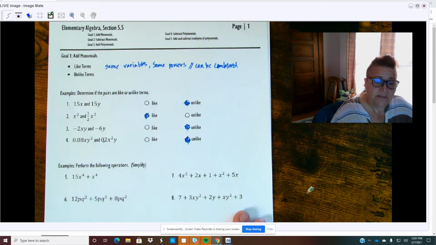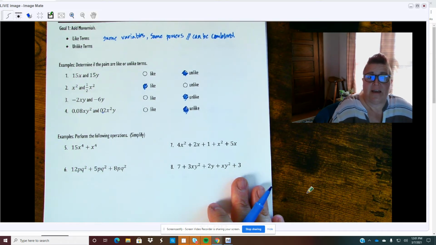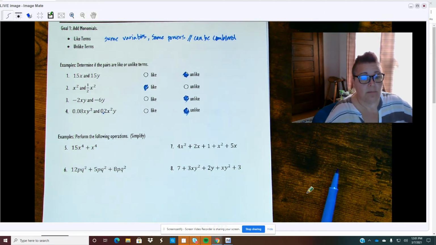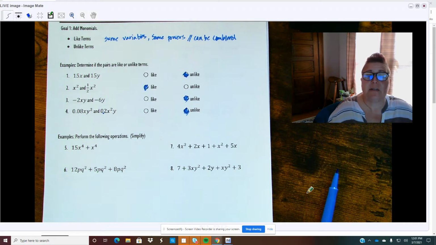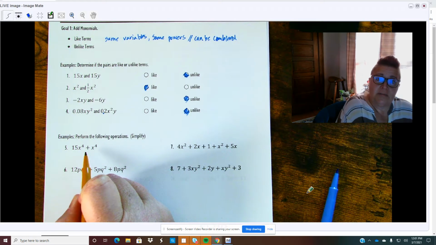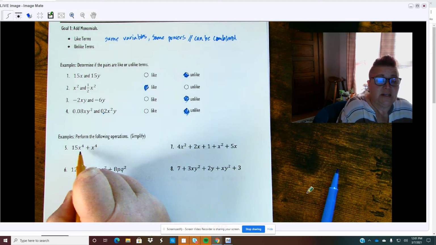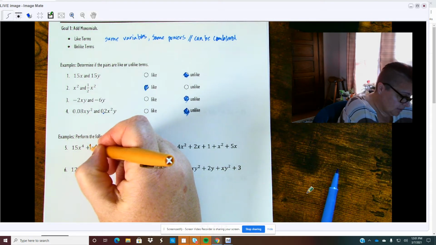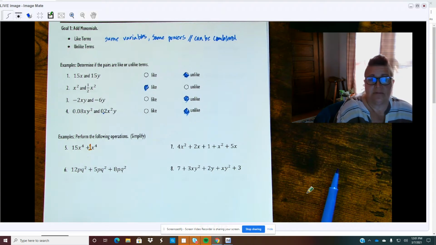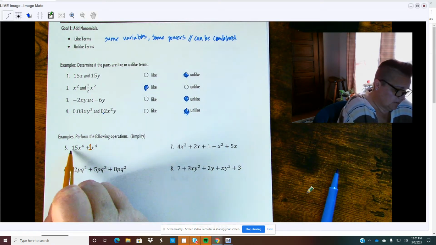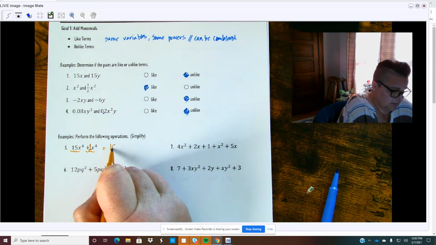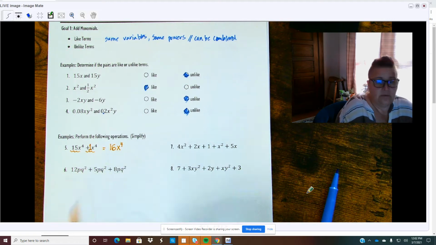Now, when you have terms that are like, you can simplify them. That is, you can collect them and put them together. What does that look like? Here with number 5, we have a 15x to the 4th plus another x to the 4th. It's important to note, as we've talked about in earlier sections, that if you have a 15x to the 4th plus an x to the 4th here, this represents a singular or one additional x to the 4th. So if I have a 15x to the 4th plus one more x to the 4th, this will give me a total of 16 x to the 4th.